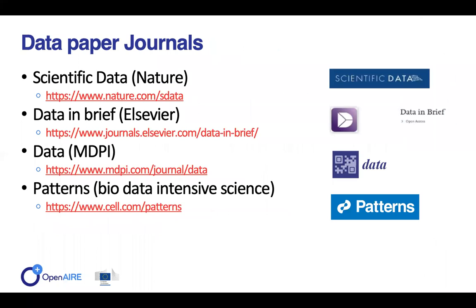There are a number of data paper journals. For example, Nature has Scientific Data, which is a data paper journal. Data in Brief, which is issued by Elsevier, Data from MDPI, Patterns, Biodata Intensive Science. So these are some data journals that you can think of publishing in.